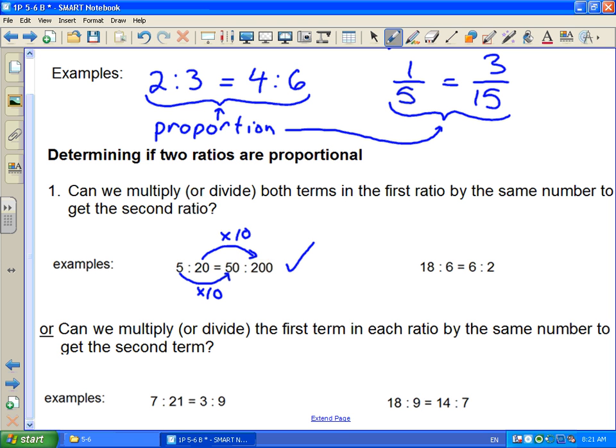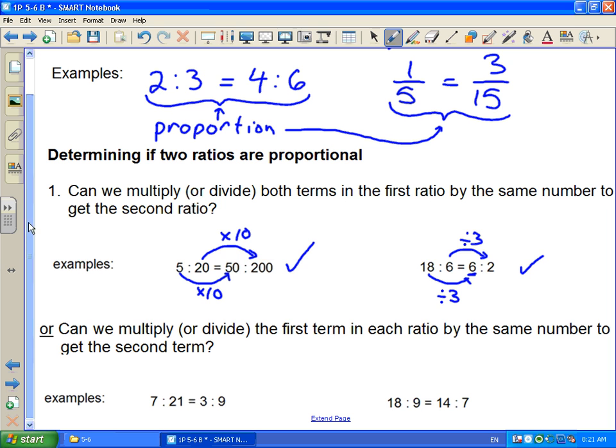If we look at the second example over here on the right, in this case, to get the first term in the second ratio from the first term in the first ratio, we would have to divide by 3. And sure enough, if we take the second term and divide by 3, we get the second term over here. So again, this is a valid proportion.